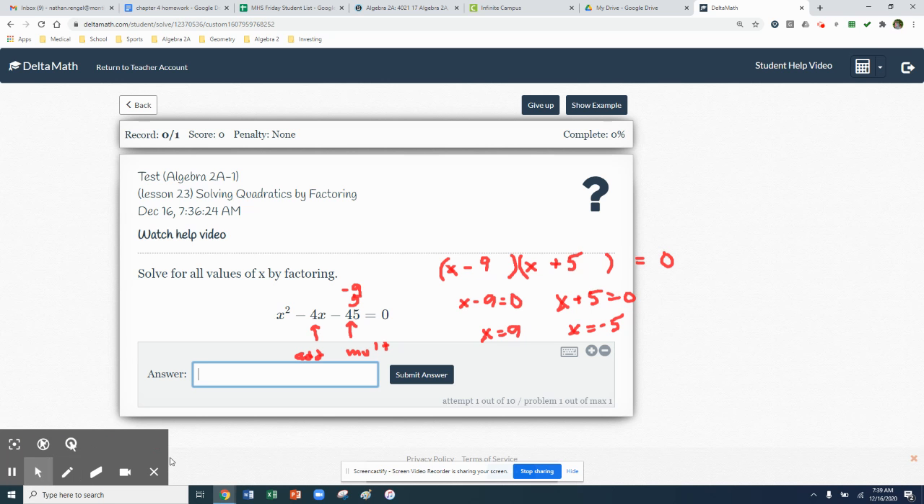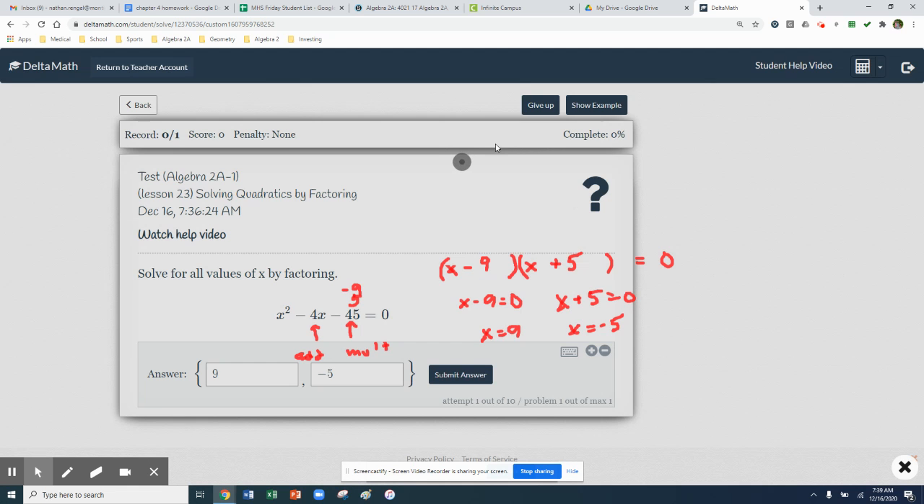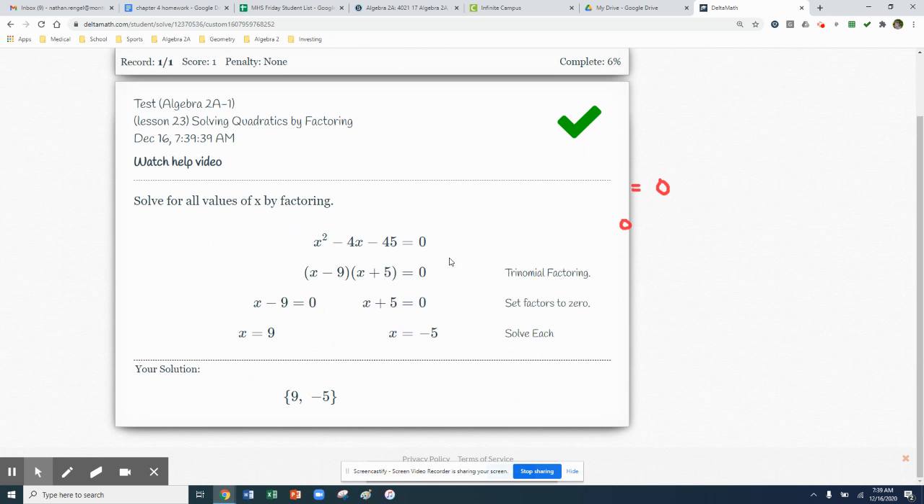So after I've got my 2 solutions, I head to my answer box. Now Delta Math is a little picky on how you enter this in. You're going to hit 9. Then you have to hit comma to make another solution, and then you're going to hit negative 5. It doesn't matter if you put negative 5 first and then 9. It'll still recognize that, but you do need to hit the comma to open up a second answer box to get 2 answers. So once we've got our answers here, we'll hit submit. Yes. And we should see the green check mark that we've got our answer correct.